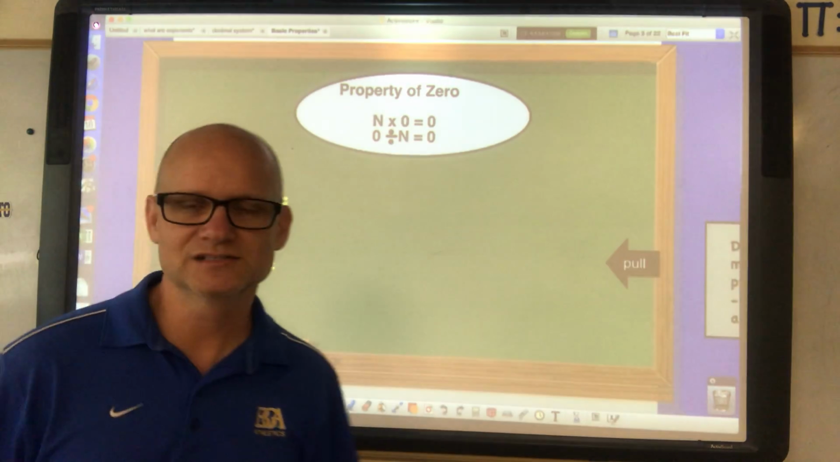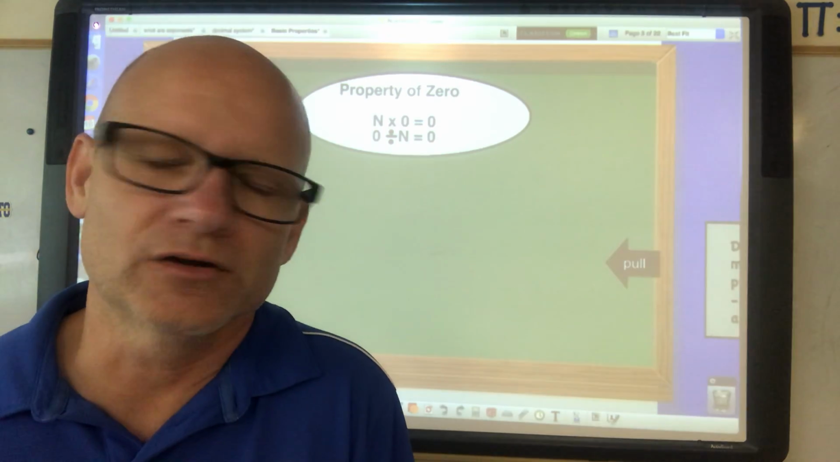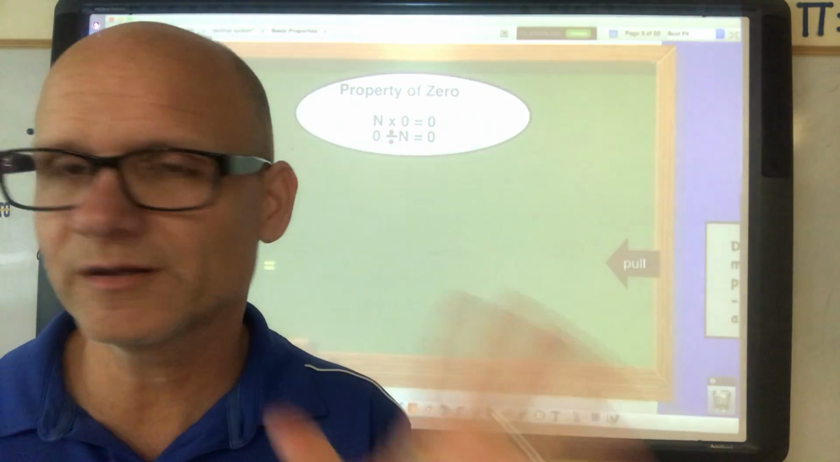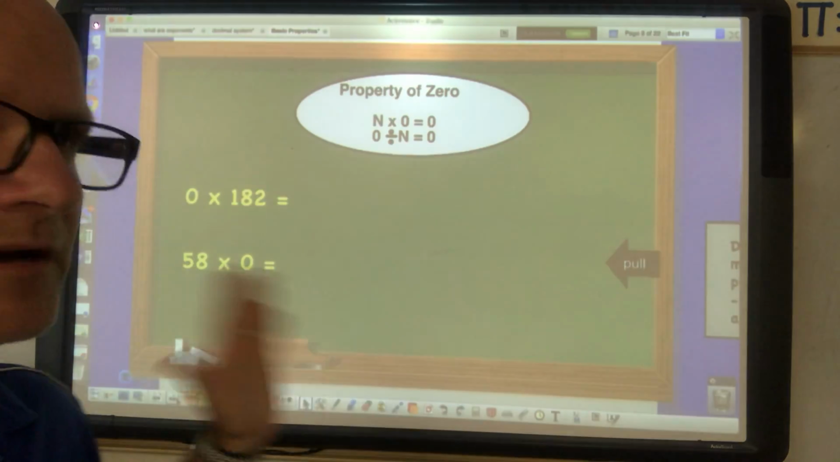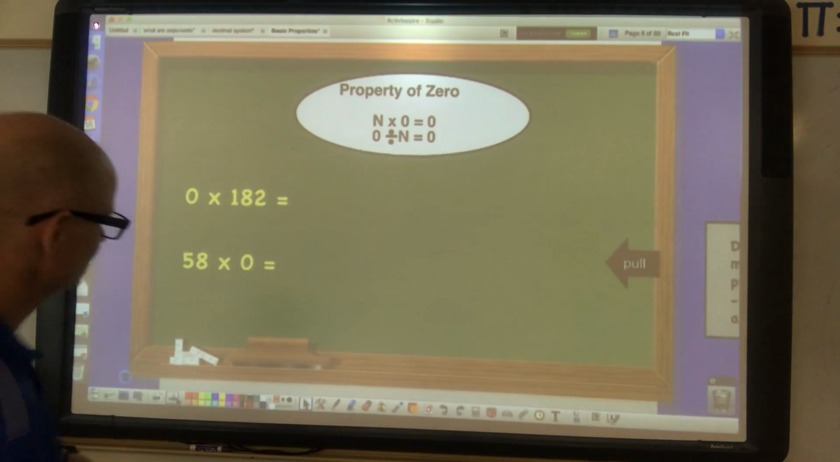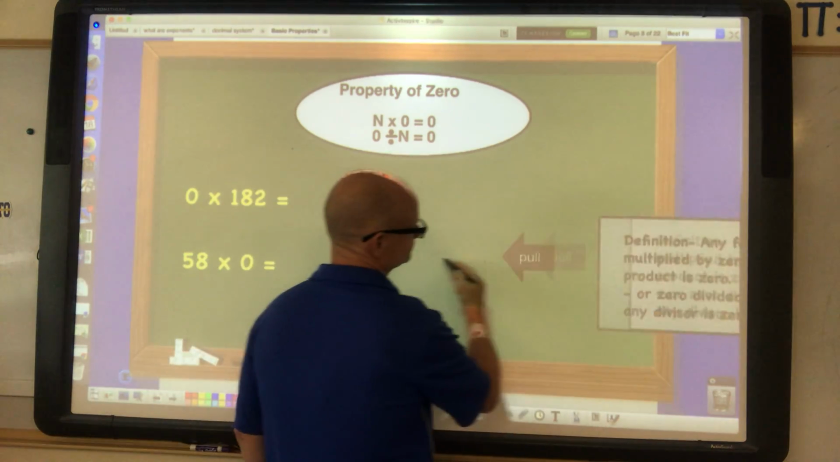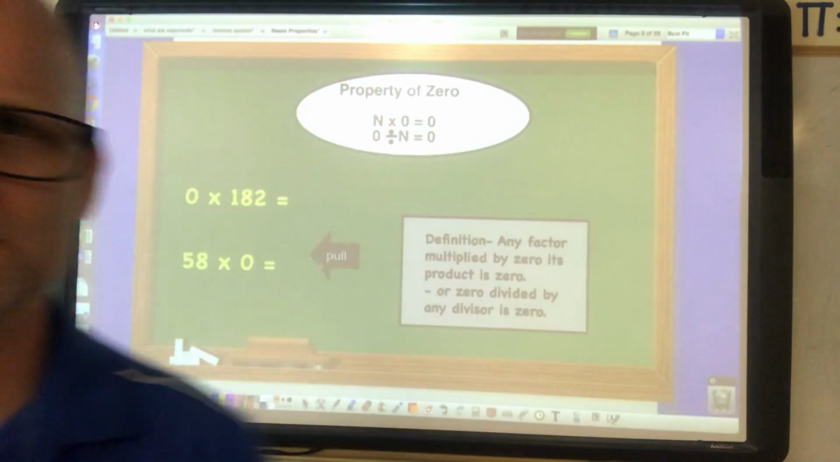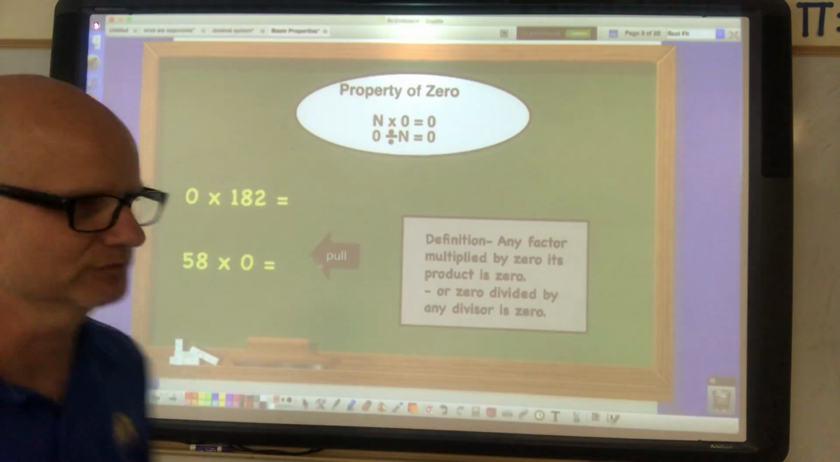You've known about the property of 0. Anything multiplied by 0 is 0. You've known about that. 0 divided by any number is 0. You've known about that too, okay? So, I mean, you don't need to write that down. That's why I don't have a star next to it. You've known this.